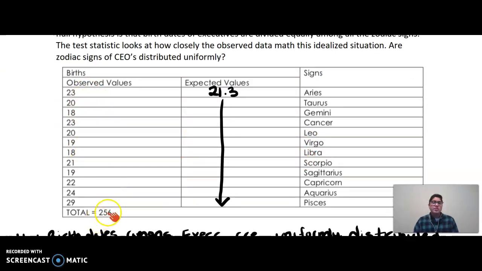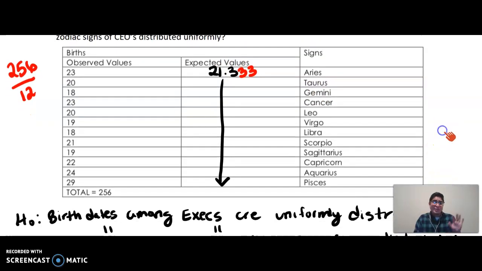When I look at these 256 executives, 23 of them were Aries, 20 were Taurus, 18 were Geminis, 23 were Cancers, etc. Now, in order to find the expected counts, if I believe they all occur equally, and there's 12 signs, and I have 256 total, all I did was take the total amount, which was 256, and divide it by the total amount of categories, which was 12. And that technically gives me 21.3 repeating, so 21.33, 21.333. Again, this is the long run expectation.